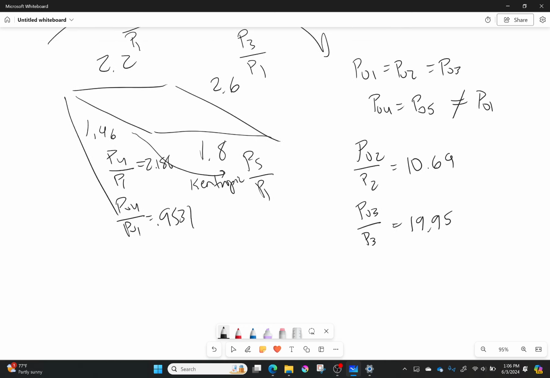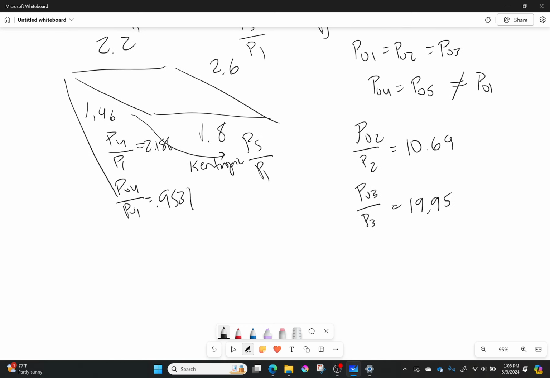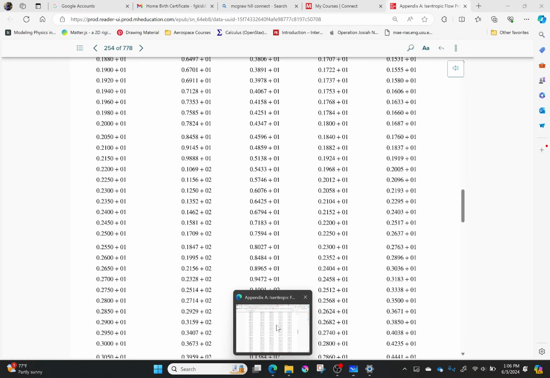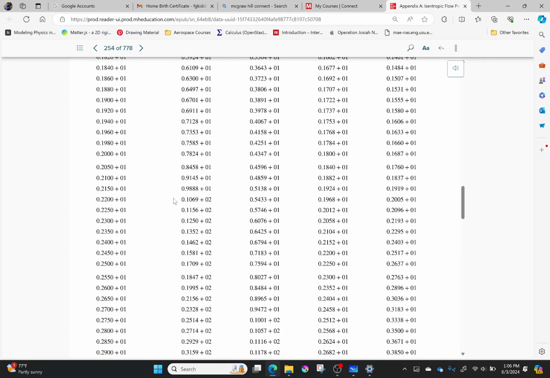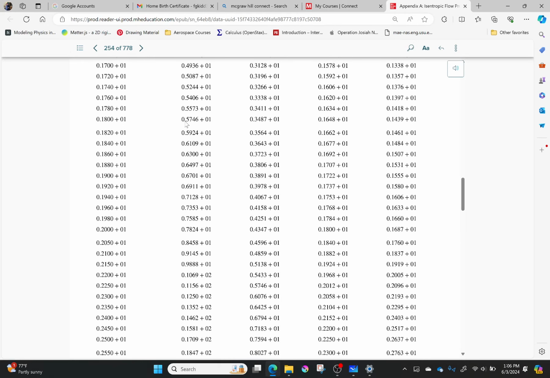And now we're going to get P04 over P4, which I'm not actually sure we'll really even need. So I'm going to leave that one alone. We'll get P05 over P5. This one we'll need. And that's going to be for a Mach number of 1.8. Yep, P05 over P5. That looks good. So Mach number of 1.8, let's go back a little bit. And that's right here. This is going to be 5.746 for that one right there.